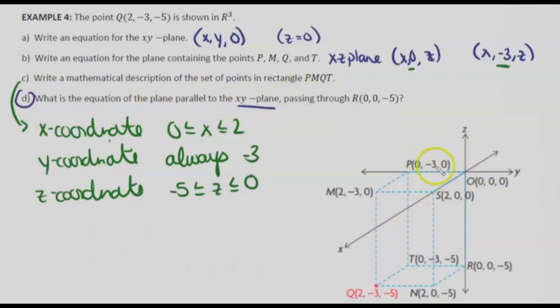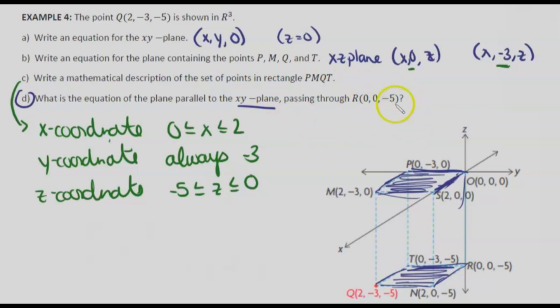Okay, and D, what is the equation of the plane parallel to the XY plane? So the XY plane goes in the direction of X, which is this way, and Y, which is this way. Nope, Y is this way. Right, so I'm just going to use this rectangular prism to show that this surface of the rectangular prism and this surface of the rectangular prism are both parallel to the XY plane, right? Because we're going in the X direction and the Y direction, okay? But it passes through the point 0, 0, -5.